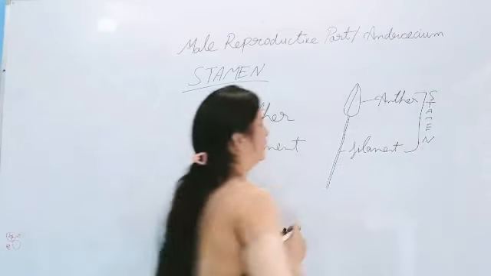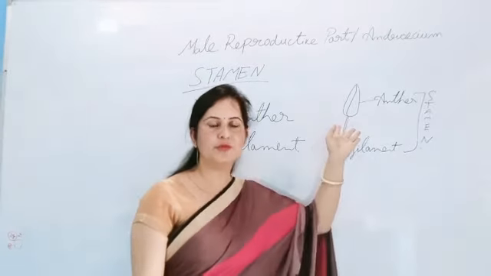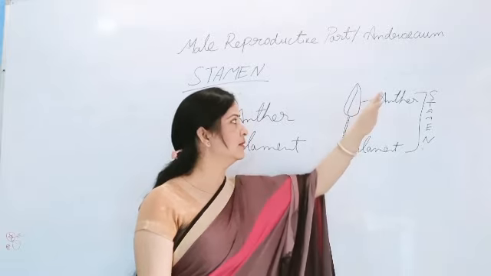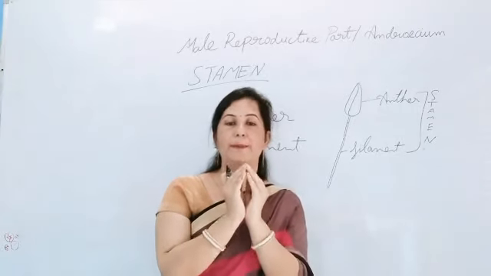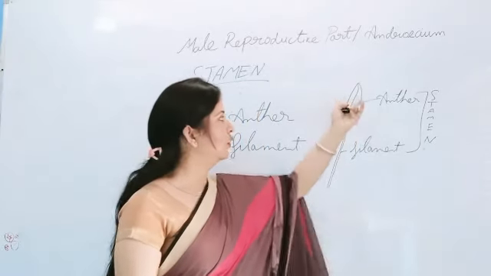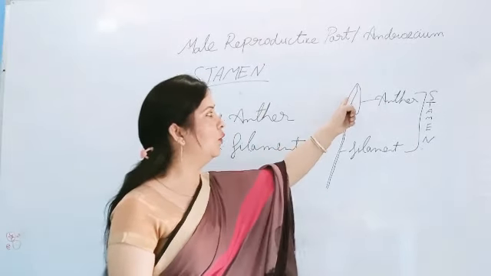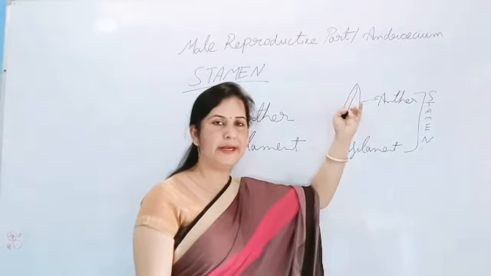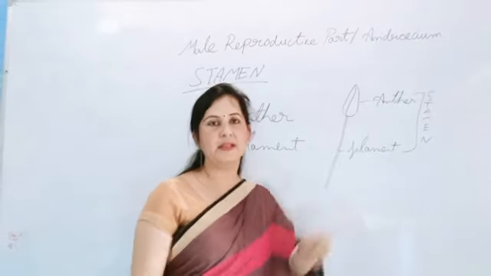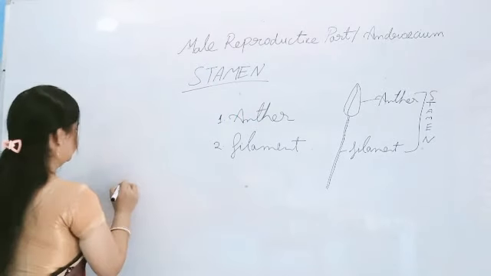S-T-A-M-E-N. Stamen. Filament is a long slender-like structure, and anther consists of two lobes. Each lobe is connected by connective tissue. Each lobe has two microsporangia, meaning two lobes are present in an anther, so one anther has 4 microsporangia. So look, I am making the diagram of TS of young anther.